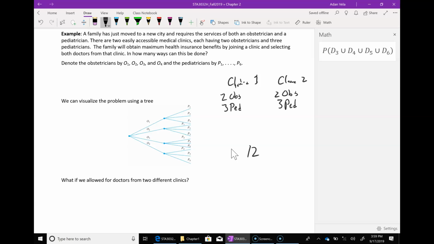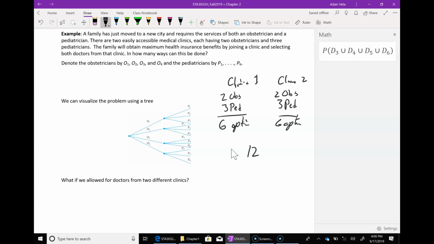So we have 12 different options. The way we get that is basically if we go to the first clinic, we have 6 different options. If we go to the second clinic, we have 6 different options. And now it's just deciding which clinic we go to. So we get 6 options plus 6 options, which gives us a total of 12 options.